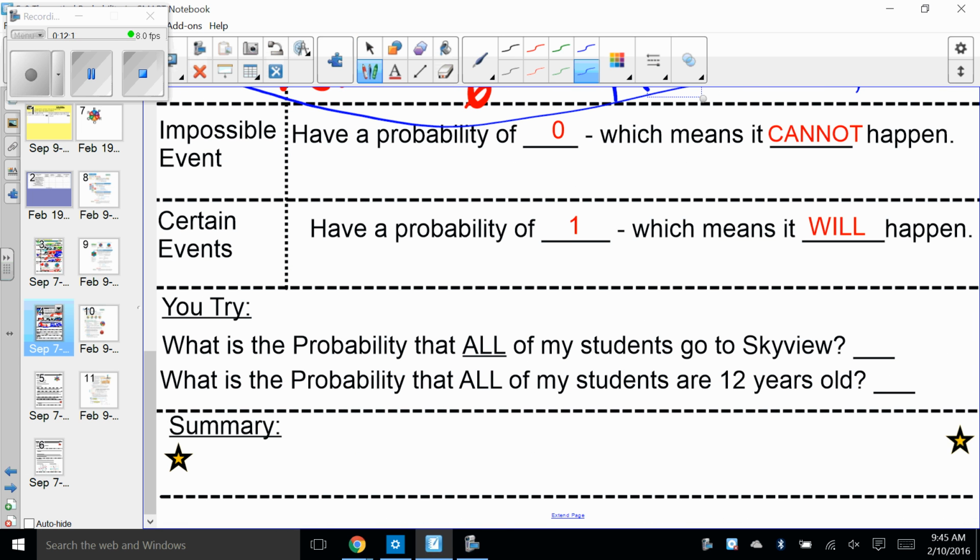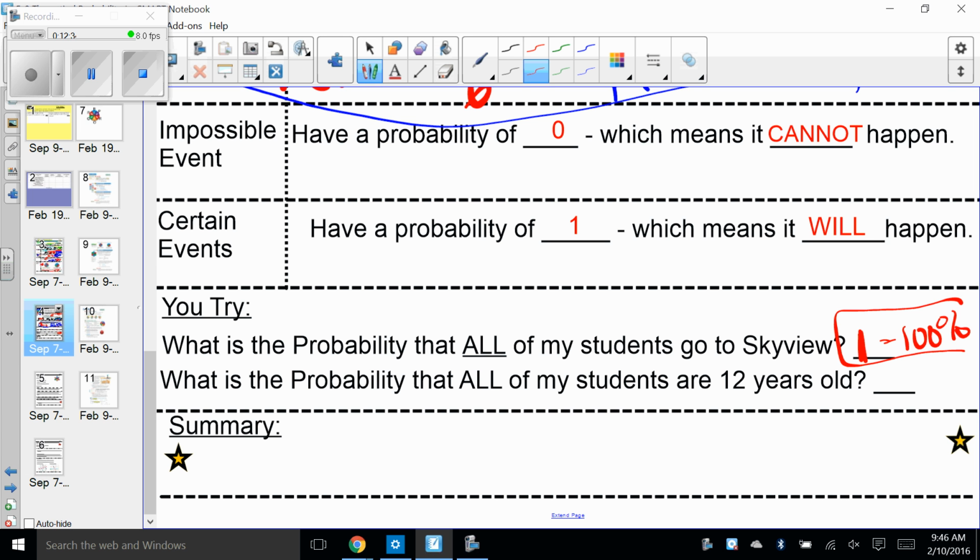So let's go ahead and talk about this next example. What is the probability that all of my students go to Skyview? Every student I have, what's the chance that they go to Skyview? We would say yes, for sure they go to Skyview because they're in my class. So that's a probability of 1, which is the same as 100%, that all of my students are Skyview students.